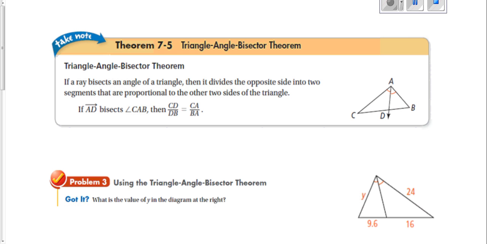What? Let's look. So it's saying that if AD, so if this line right here bisects CAB, meaning cut it in half, and they've already put those angle markings for us, how convenient, then what happens is this, CD, I'm going to outline that in green, over DB is equal to CA over BA. Okay, so we're talking about the bottom cut into parts and then the other side of the triangle. Okay, so let's take a look at a problem like this.